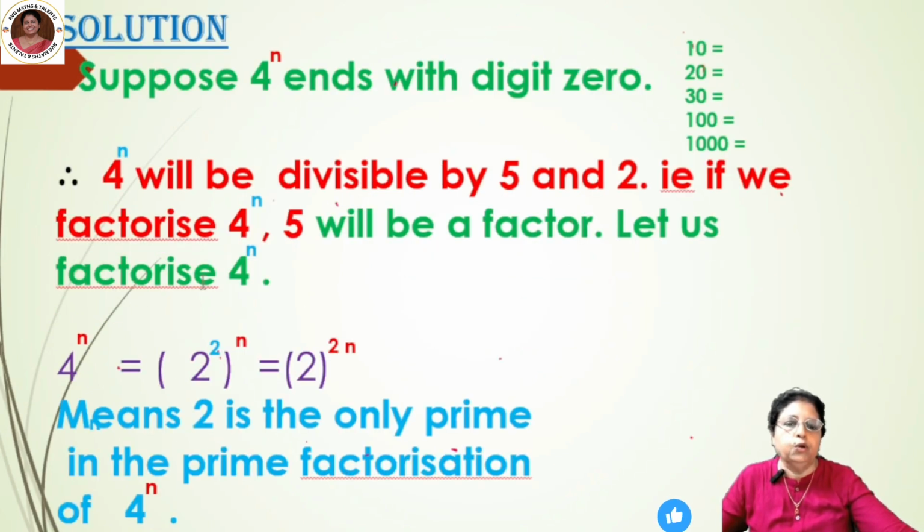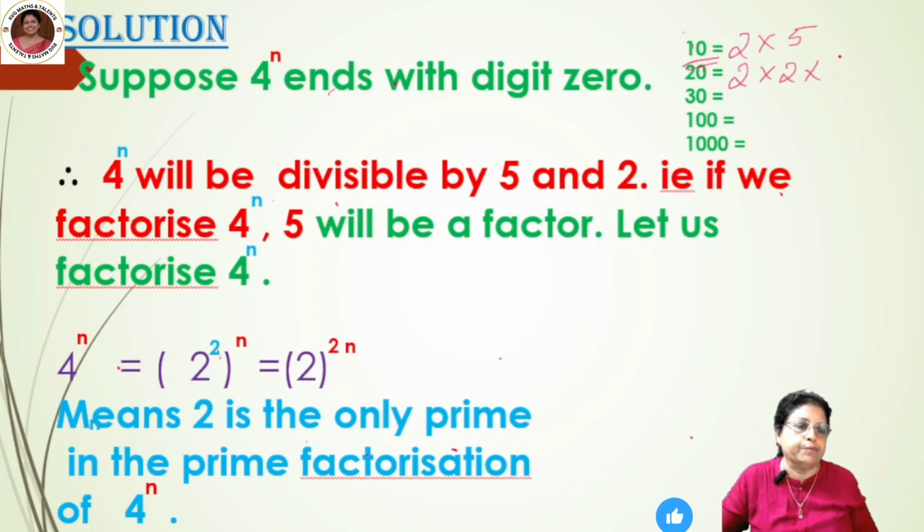We suppose 4 raised to n ends with digit 0. We are assuming that there is an n such that 4 raised to n ends with digit 0. We have seen that 10 is a number ending with 0. Let us factorize this 10 into prime factors. 10 can be written as 2 times 5. What about 20? That can be written as 2 times 2 times 5. Then what about 30?